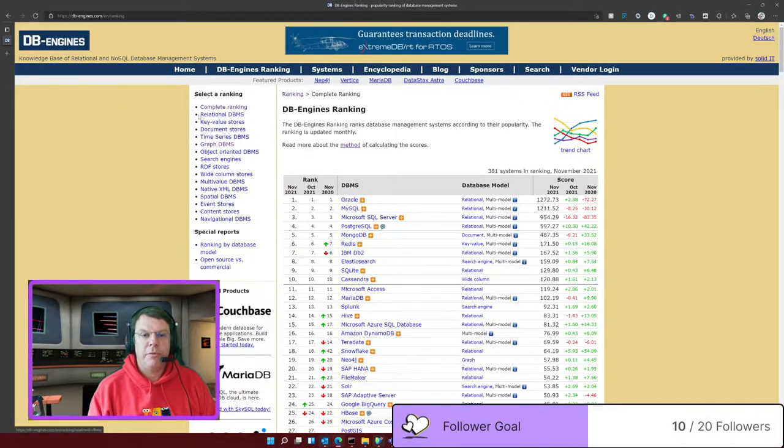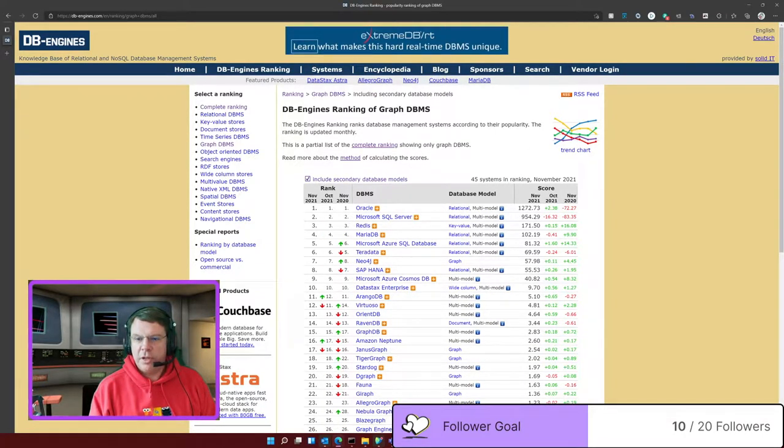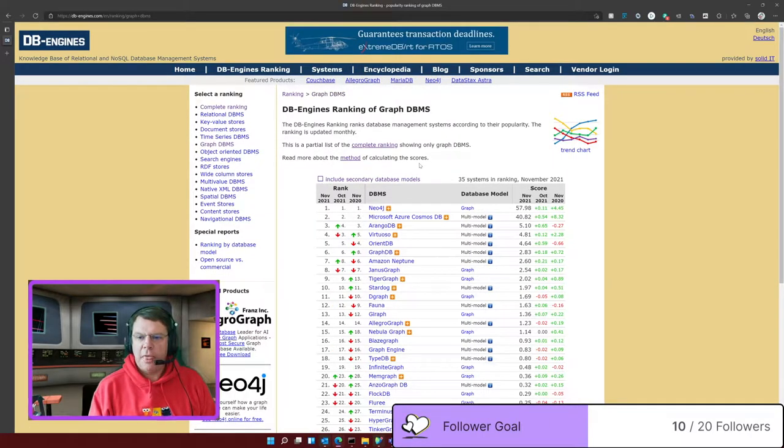So we'll go back to the ranking page, and we can filter based on the type of database we're interested in if we want. And of course, today we're interested in graph databases. I can say I want to include secondary database models, and you'll see here something like multi-model, but really secondarily graphs, like SAP HANA. I don't want that. I want things that are strongly graph-oriented.